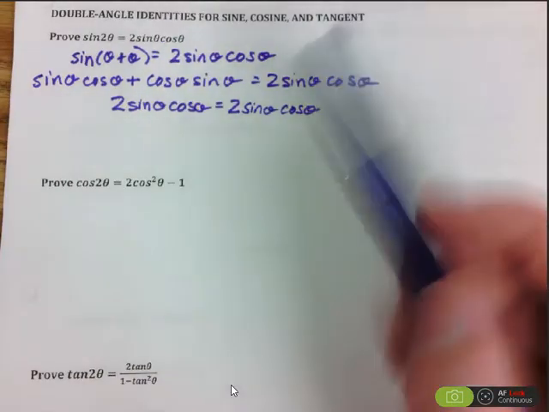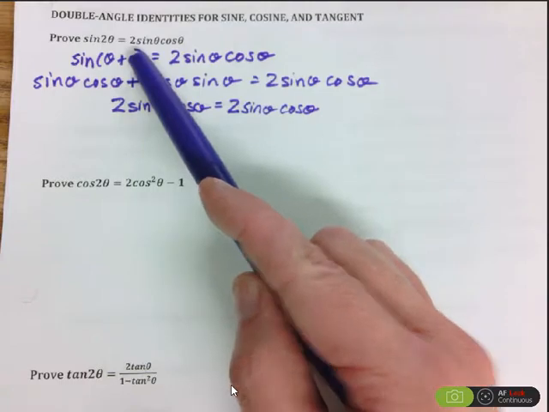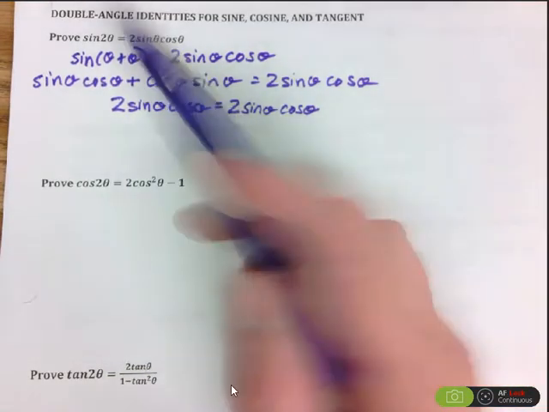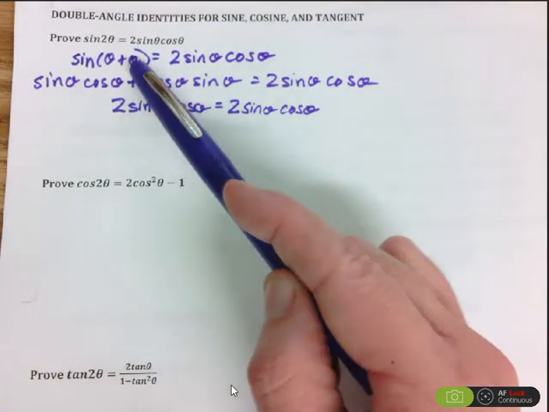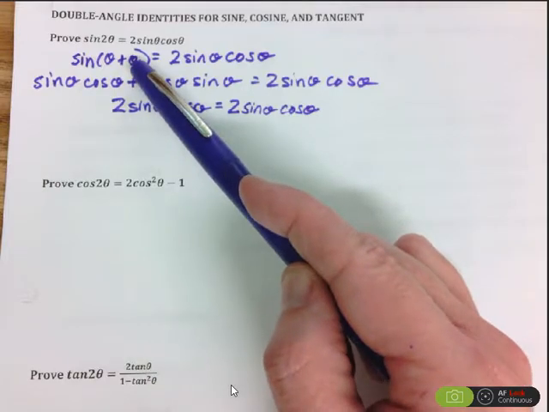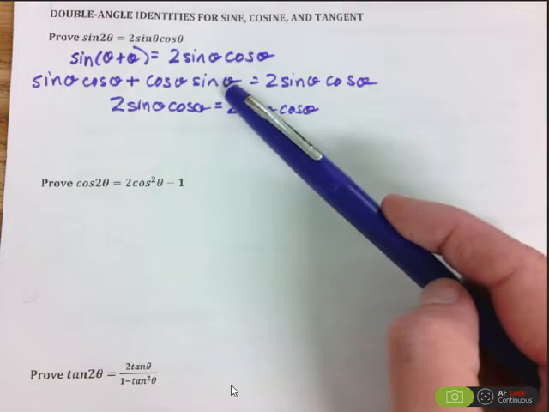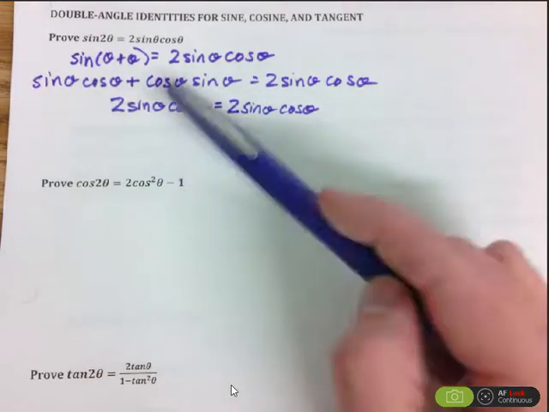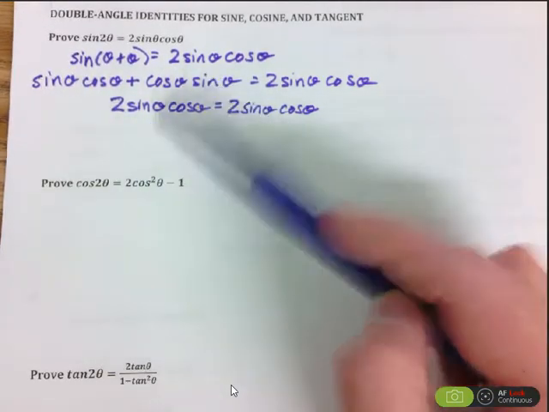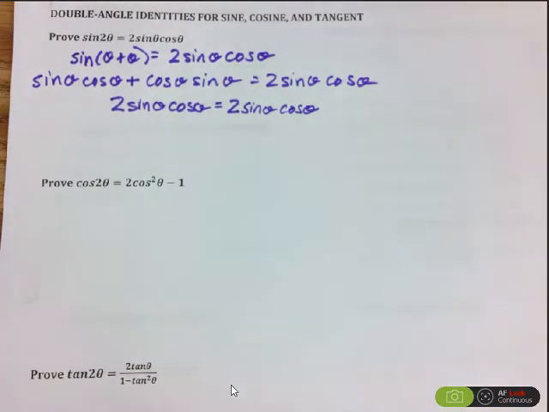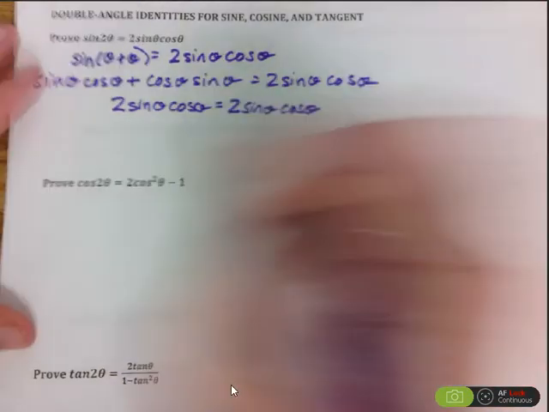All right, I'm going to go first over the first one real quick because some people hadn't heard that one yet. We changed the 2 theta to theta plus theta, and we used our sine A plus B formula, sine A cos B plus cos A sine B. And A and B were both theta, so it turned out we had like terms here and we could add them together. So we're going to do the same thing for the next one, change it to cosine theta plus theta.